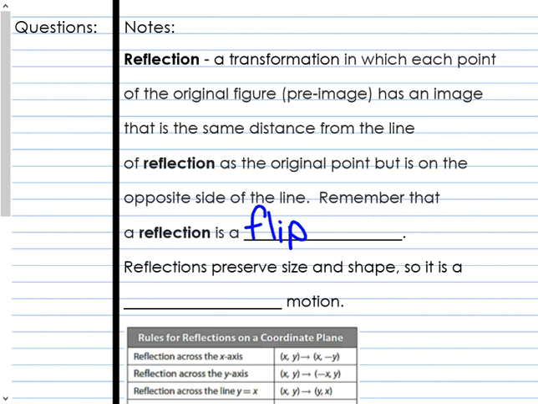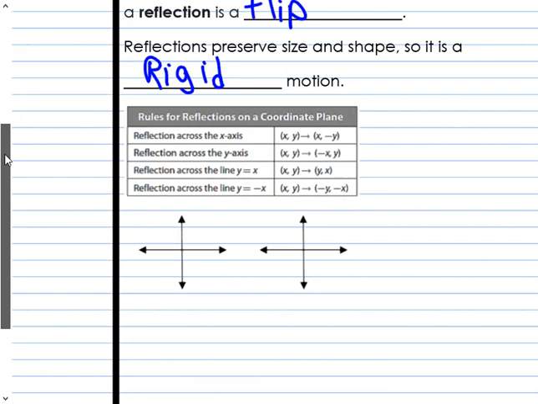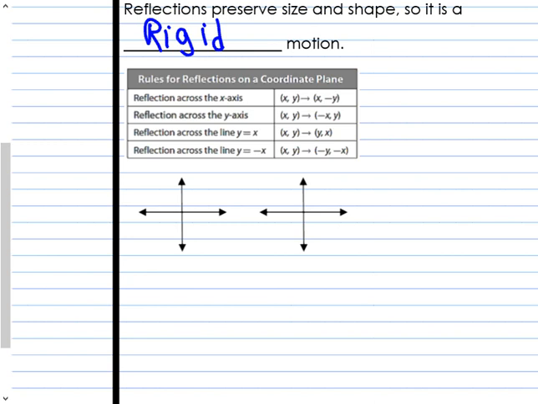Reflections preserve size and shape, so they are rigid motions. They do not get bigger, they do not get smaller, they are rigid. Just like a table is rigid. It cannot really change its shape or size. So those are reflections. Rules for reflections on a coordinate plane.